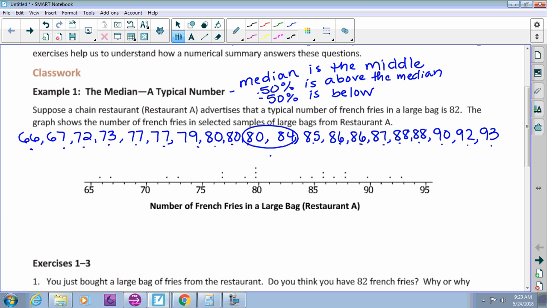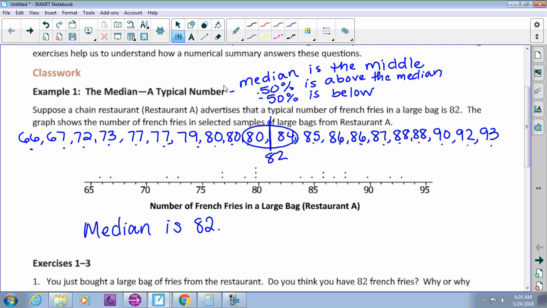So we have an even number data set, right? So when it's an even number, we have to find what's halfway between these two numbers. So what is halfway between 80 and 84? Kyle? 82. Very good. 82 is our median. So in this case, our median is actually not part of our data set. The median is 82. And as you can see, nobody actually got 82 fries.